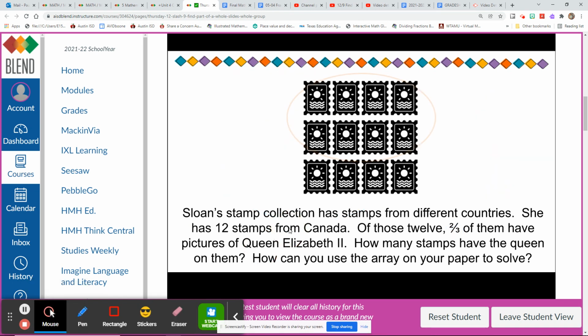Next one. Oh, they drew an actual picture of stamps. Go them. That was pretty. All right.